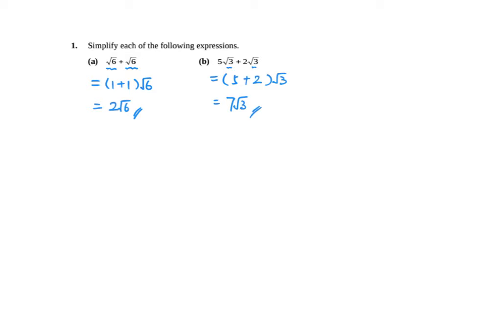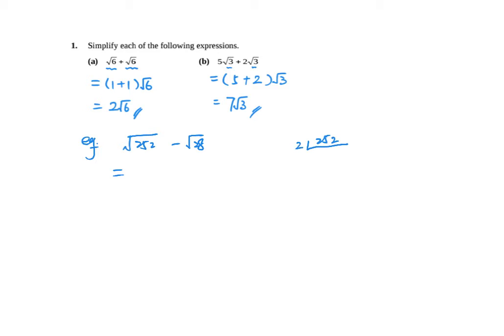Sometimes when we're doing the addition or subtraction of surds, we may need to simplify first. For example, square root of 252 minus square root of 28. So at the beginning, they don't look like like surds. So we need to simplify to see whether they are like surds or not. Okay. For square root of 252, we need to do short division first.